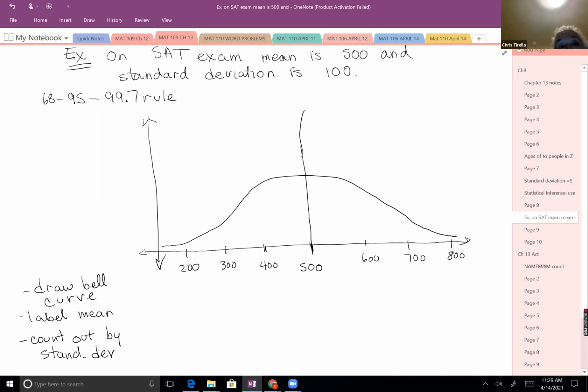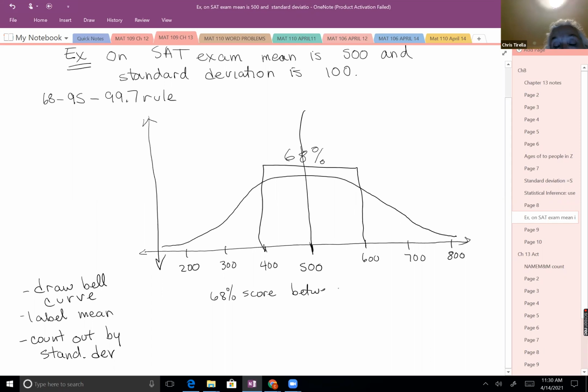Now, that 68% rule said that within one standard deviation is 68% of the population. So I'll say that 68% score between 400 and 600. So 68%, that's approximately 2/3. So about 2/3 of the people who took that test would have scores between 400 and 600.